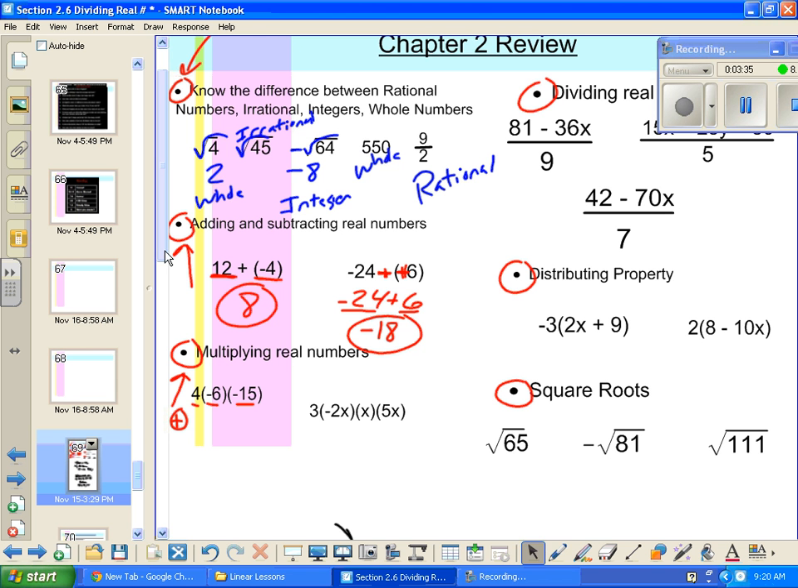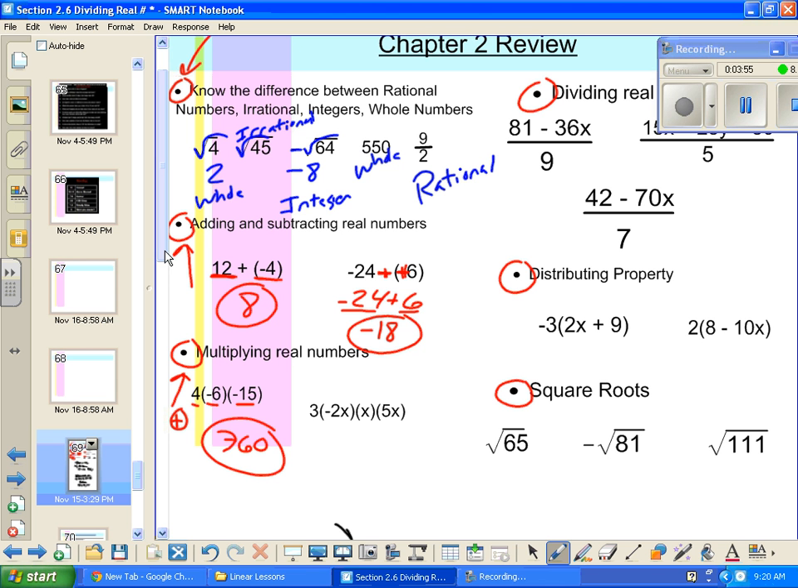4 times 6 is 24. And 24 times 15, I don't know that one quite in my head. I can maybe figure it out, but I'm going to use a calculator just quickly to get the answer. So this one should be 360, and it's positive 360, because there's two negative signs, and that makes a positive.